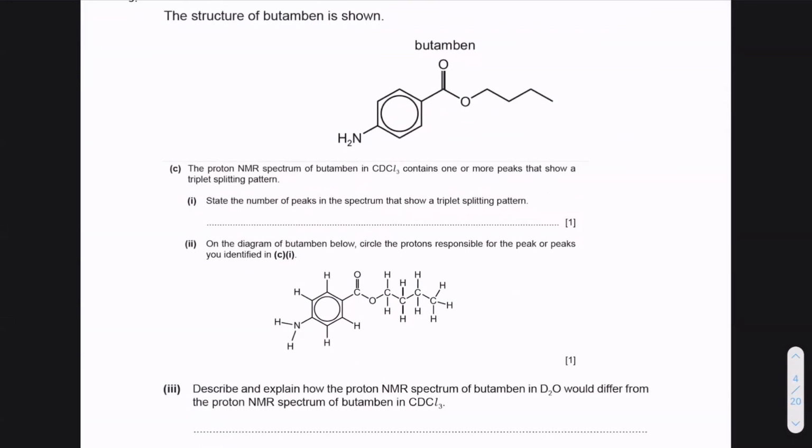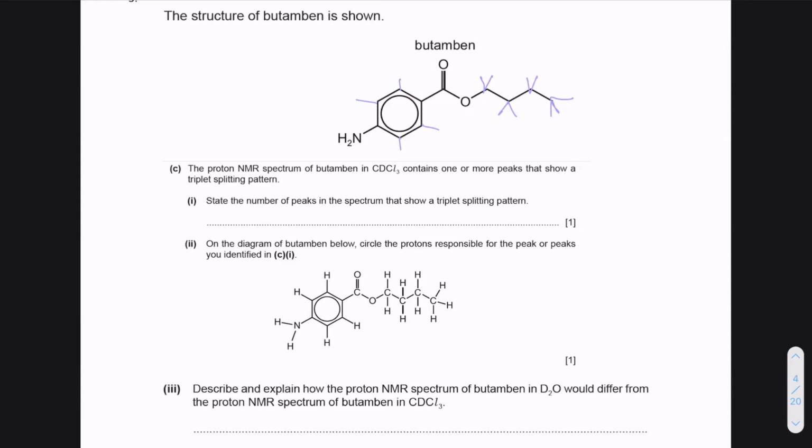Okay. The structure of butamine is shown. Proton NMR contains one or more peaks that show a triplet splitting pattern. Triplet means how many neighbors does it have? It has 2 neighbors. That is what triplet means. So let's see. I'll draw the chicken feet. So 1, 2, 1, 2, 1, 2, 1, 2, 3. 1, 2, 3, 4. I think that's it. That's all there is. Okay.